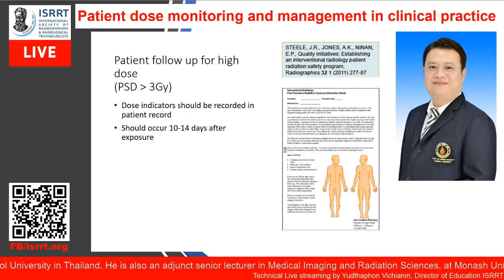This is the protocol. I believe this is from MD Anderson Cancer Center in Texas. They have patient follow-up for high dose. What they use is the peak skin dose. If it's larger than 3 grays, then the technologist or radiographer needs to notify the interventionist, right? Those indicators should be recorded in the patient record, and normally skin reaction will occur about 2 weeks after exposure. So when the patient comes back for follow-up, the interventionist would know he or she needs to look at the skin patch that has the possibility of skin reaction also.